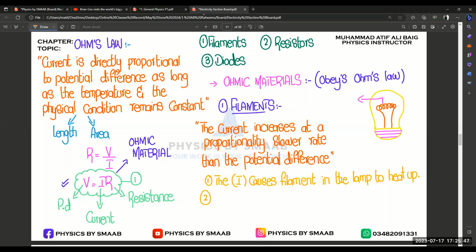The second thing is that as the current increases, the filament gets hotter, so what happens? Its resistance increases, right? Because we already discussed in Ohm's law that resistance increases with temperature.